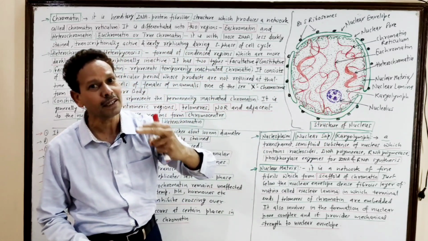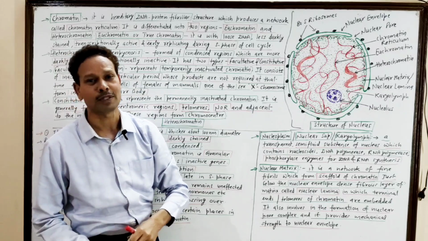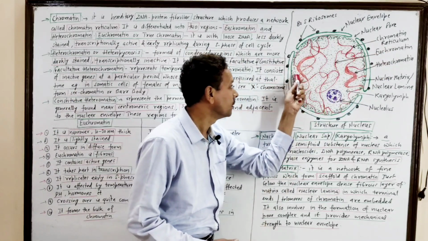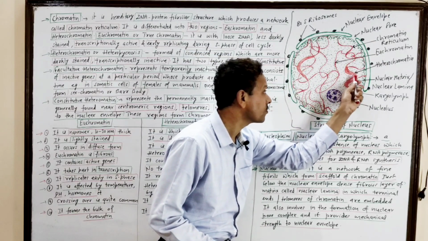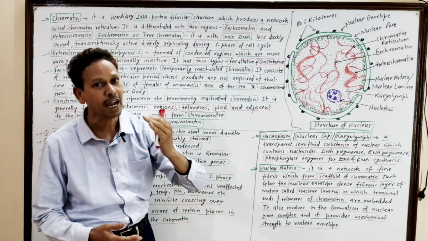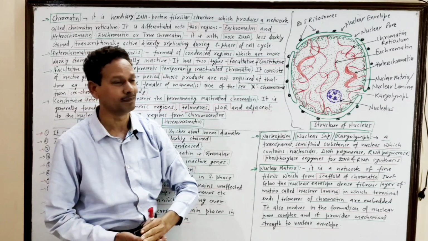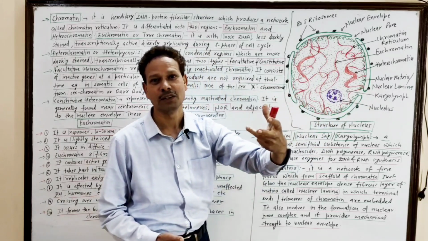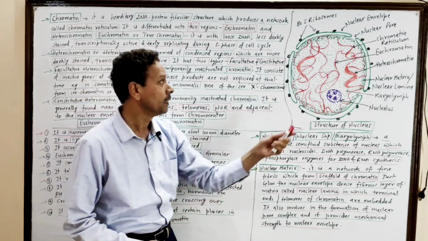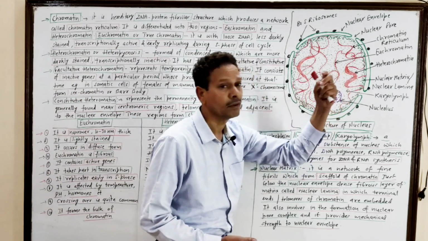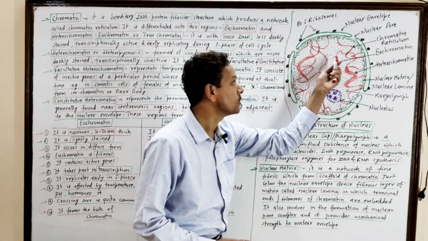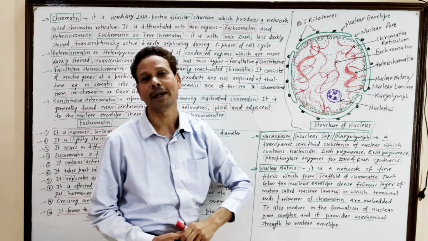And this chromatin is differentiated into two forms. One is euchromatin, and second, this darkly stained structure, is heterochromatin. Note down, in today's lecture, we will cover chromatin, this thread-like structure made up of DNA protein fibrils, differentiated into two parts, euchromatin and heterochromatin.